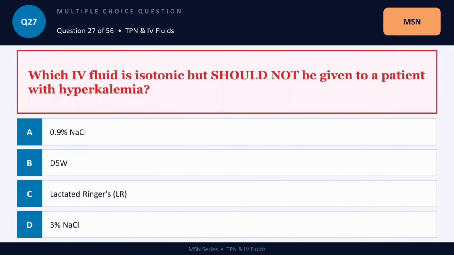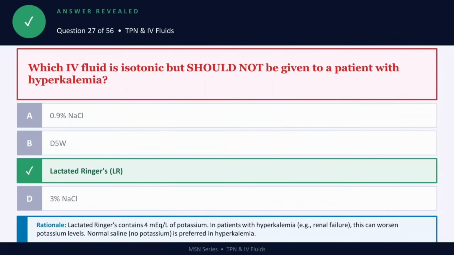Question number 27. Which IV fluid is isotonic but should not be given to a patient with hyperkalemia? Option A, 0.9% NS. Option B, dextrose 5% in water. Option C, lactated Ringer's. Option D, 3% normal saline. The correct answer is option C, lactated Ringer's. Rationale: lactated Ringer's contains 4 mEq per liter of potassium. In patients with hyperkalemia, this can worsen potassium level. Normal saline is preferred in hyperkalemia.